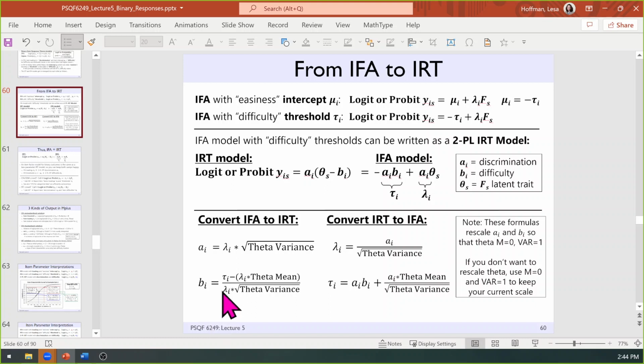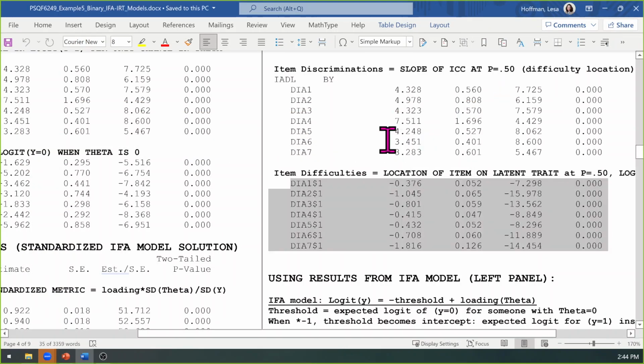So B is threshold divided by loading. Threshold is A times B. A is loading times the variance of theta. So loadings and A's are going to be the same if theta has a variance of 1. So all things being equal, I like B's better. I just do.